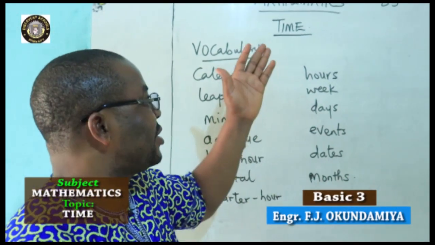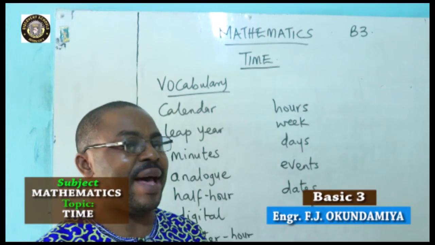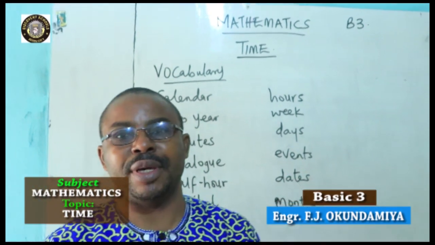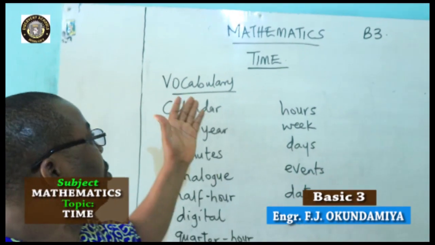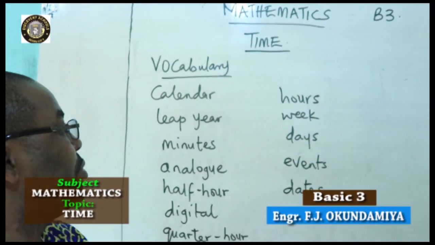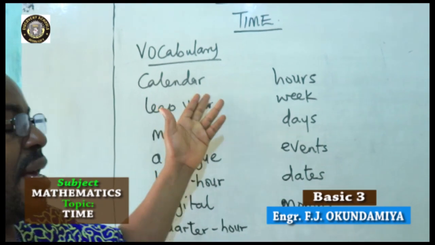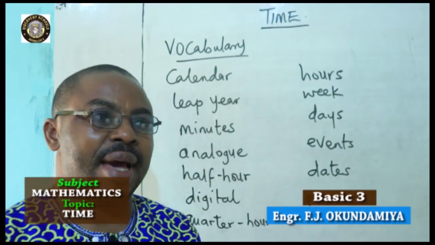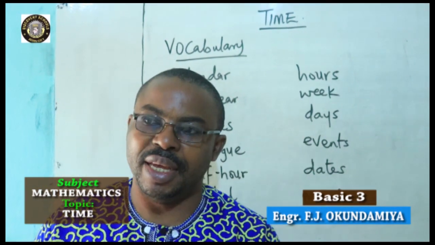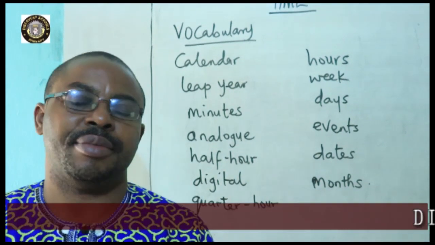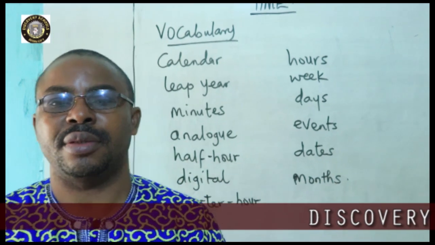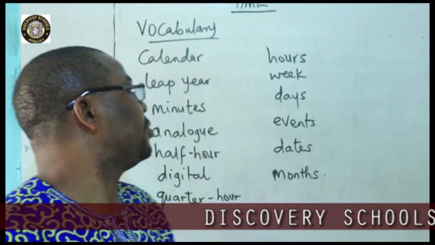Today in mathematics, we shall be looking at time. On the time, we'll look at some vocabulary. Number one is calendar. Calendar shows dates: dates of the week, weeks of the month, and months of the year.